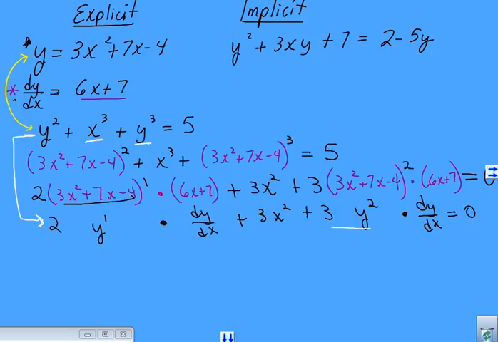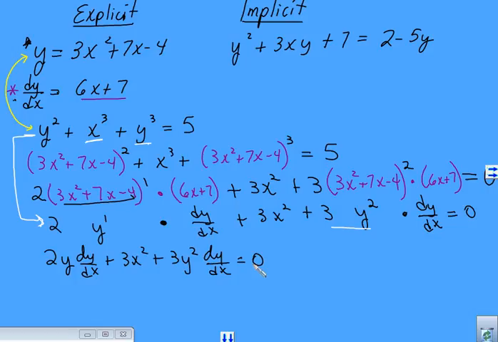While we have managed to get the derivative completed, we still haven't actually solved for dy over dx. We are trying to find the derivative. So now you have to do a little bit of algebra to isolate your dy over dx. First, I'm going to rewrite this so it's a little cleaner and easier for you to follow. I have 2y times dy over dx plus 3x squared plus 3y squared times dy over dx equals 0.